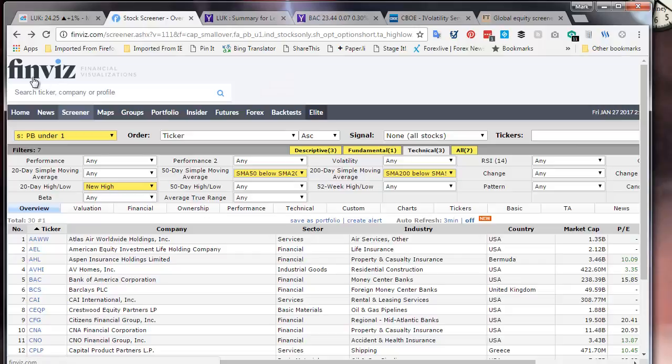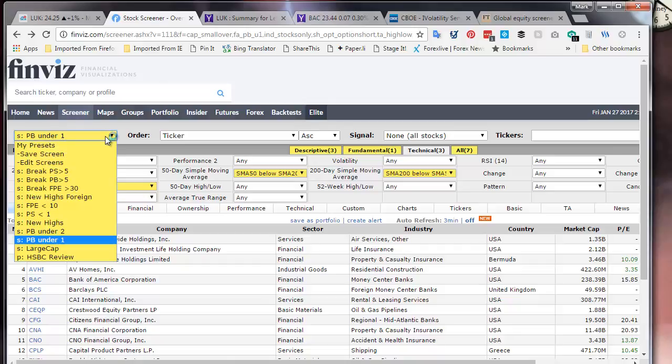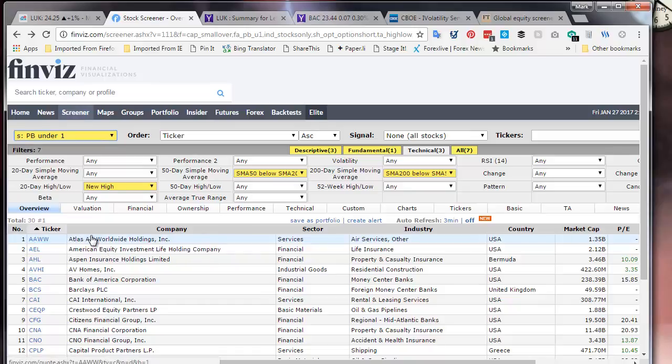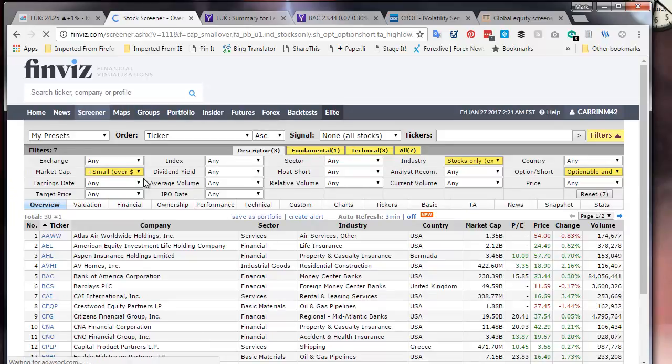I use finviz.com to do the screening for US-based stocks. I have selected from my screeners here a price to book under 1. This is a free service and you can save your screens once you've joined up as a member. I'm just going to step quickly through the elements that are in this screen. There are only 7 items, as you can see here.